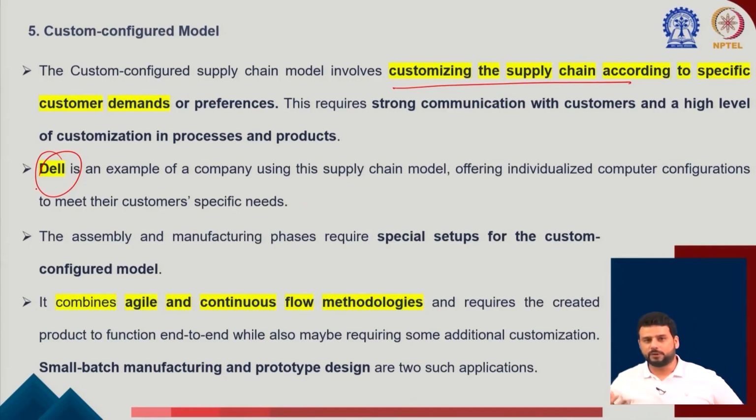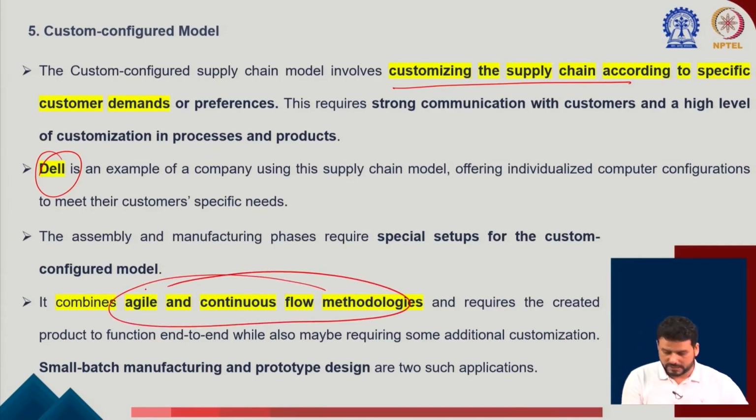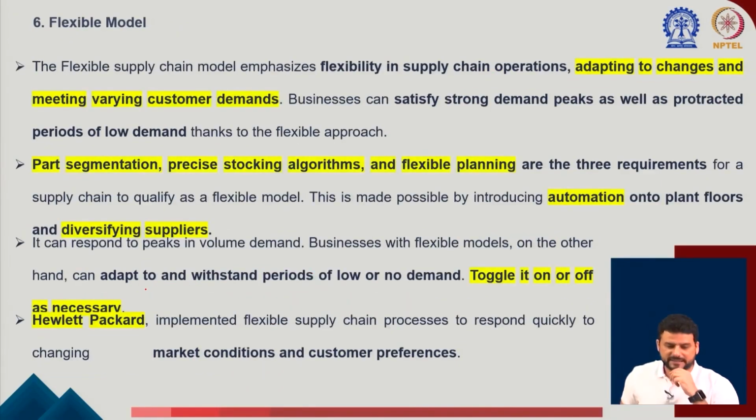And how they are doing that: it combines agile and continuous flow methodology, right? So they are buying all the raw material components from various parts of the world, usually from Asian countries, and then as per the configuration you give, they assemble the product and provide it to you. So this is a direct kind of supply chain.